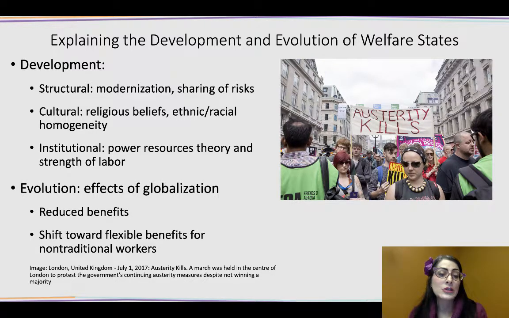Evolution: effects of globalization, reduced benefits, and shift towards flexible benefits for non-traditional workers. Again, some of the videos I have in there on Germany will talk about this concept, particularly of the reduced benefits and shift to flexible benefits and non-traditional workers. We saw this also happen a lot in the United States towards the gig economy, and temp workers, and people having to work multiple part-time jobs in order to try to make ends meet.